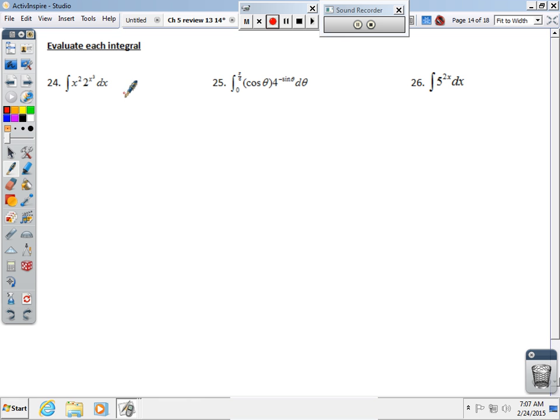Okay, we're going to do u substitution for this. So u is going to be equal to x cubed. du is equal to 3x squared dx. Bring the 3 out in front. And I'm left with x squared dx. So now to write everything in terms of u, there's a 1.